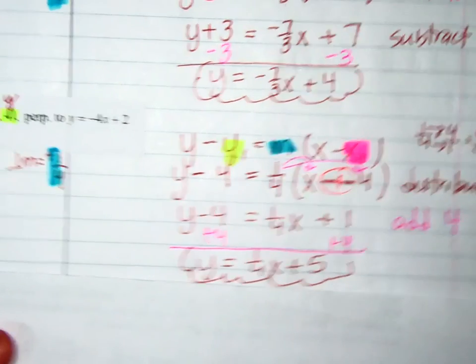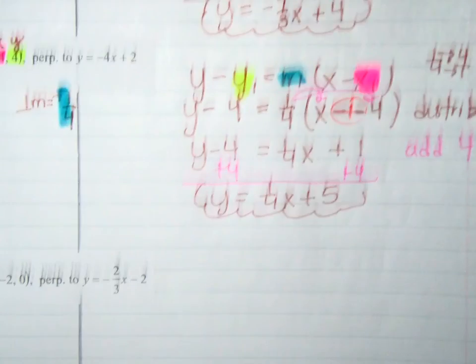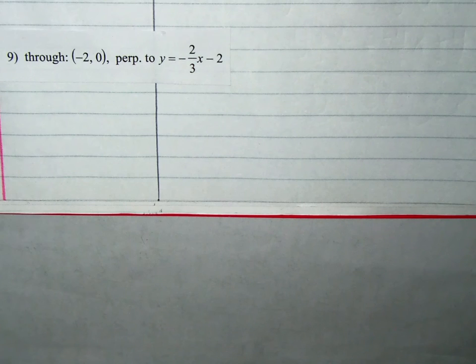Okay, let's try one last one. We're going through the point negative 2, 0, perpendicular to y is equal to negative 2/3 x minus 2. Highly suggest you pause the video, work it out on your own before you see what's going to happen next.